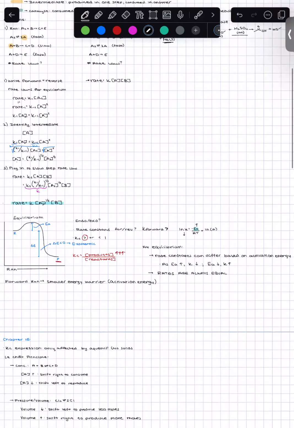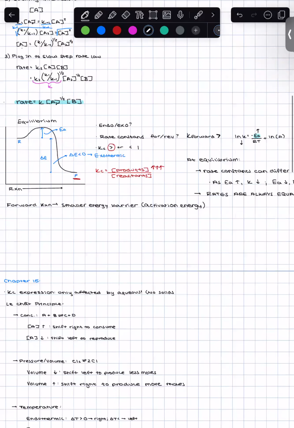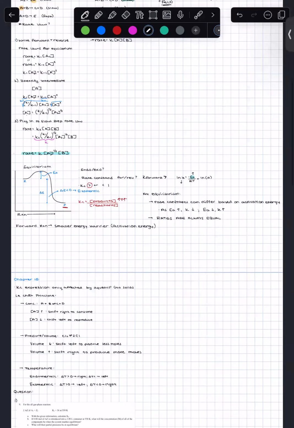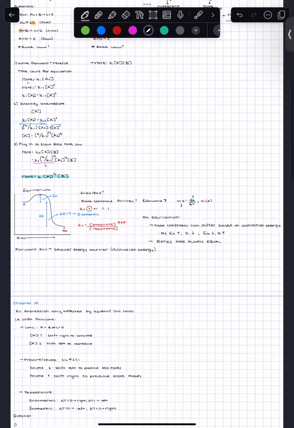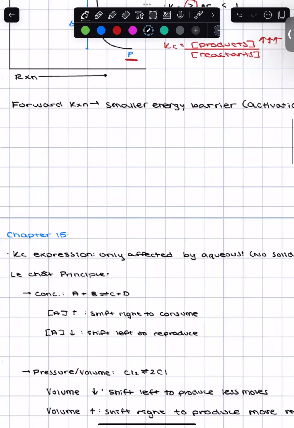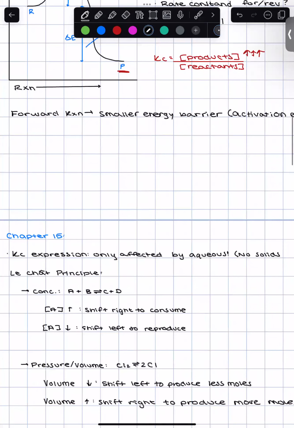Okay, let's go on to chapter 15. For the reminders, I really just want to go over a few things here. First things first, just a general reminder, because this is such easy points on the exam that if you miss it, it will personally hurt me. When you're writing up Kc expressions, only aqueous or only gaseous reactants or products are included. If there is a solid, it is not included in the expression. Do not put it in there. If you have a solid in your Kc expression, your question is instantly wrong.